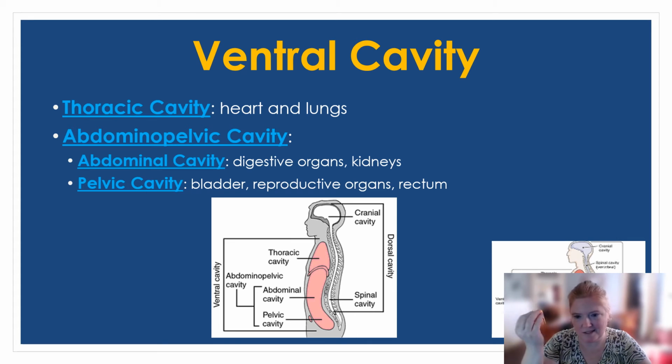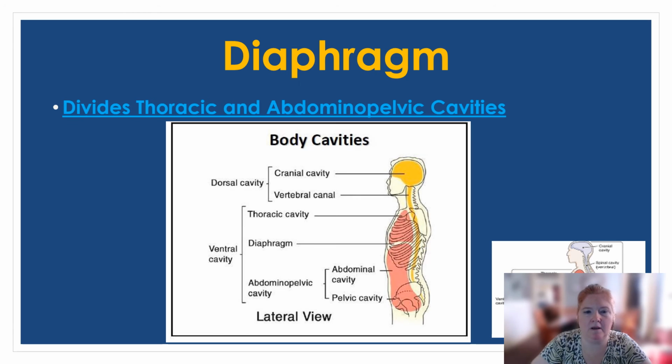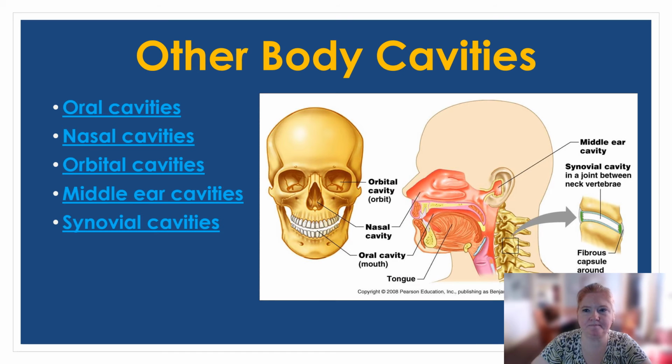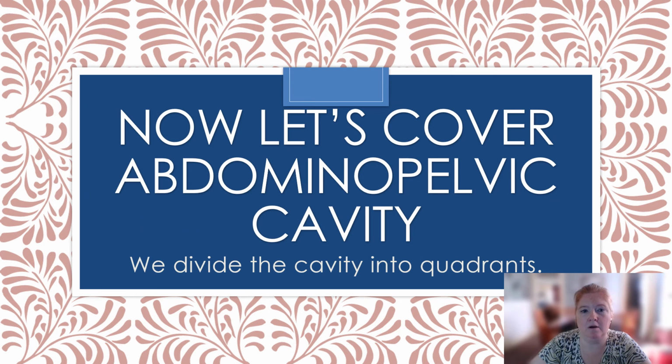That's not shocking, listen to the names, right? And the abdominal cavity, most of our digestive organs and our kidneys, and the pelvic cavity has the bladder, reproductive organs, and the rectum. Together, abdominal and pelvic make abdominopelvic. And we have the diaphragm, that's the divider between the thoracic and the abdominopelvic cavities. We do have other body cavities like our oral cavity, nasal, orbital in our middle ear, and in our joints, which is the synovial.